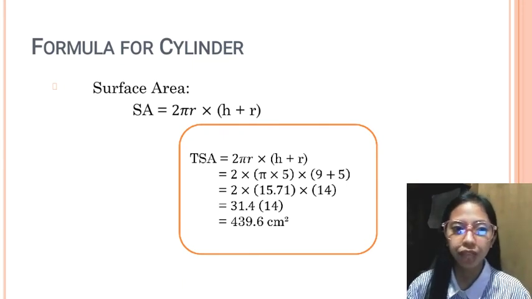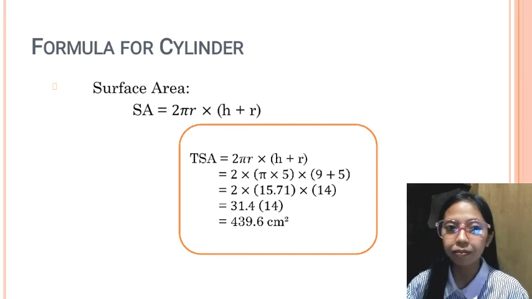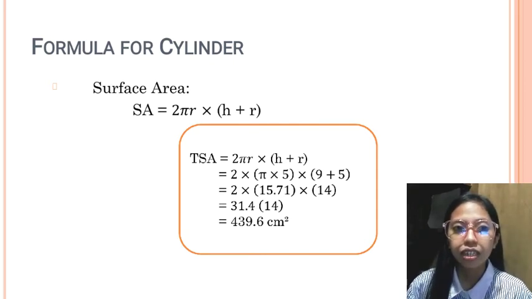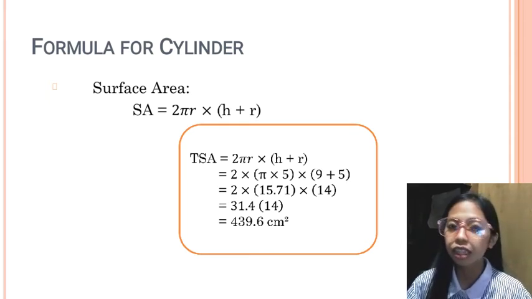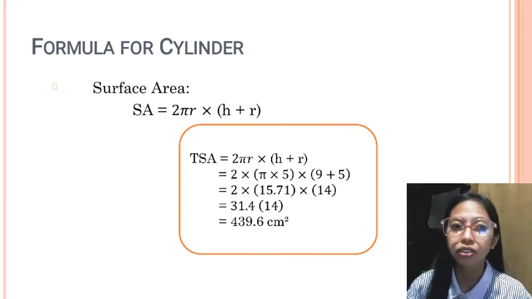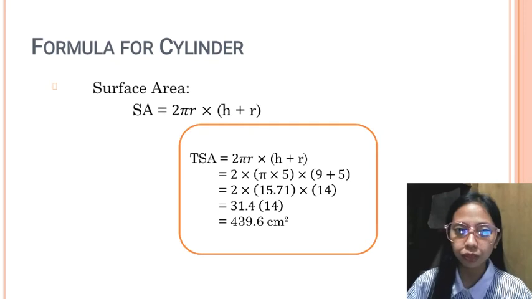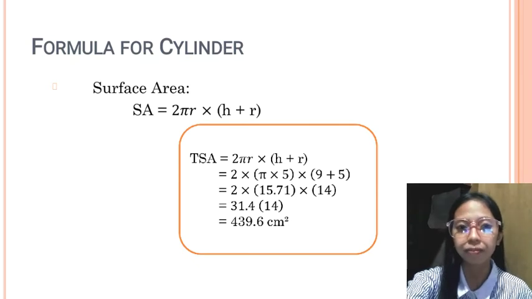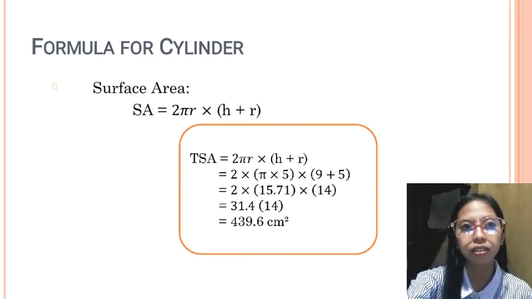So we will derive the answer of 2 times 15.71 plus 14. Then, multiplying it, we will derive the answer of 3.14 times 14. Multiplying it, we will now derive the final answer of 439.6 centimeters square. As I have said earlier, you should not forget the square units when you are solving for the surface area, because it is very important. So, let's have another example.